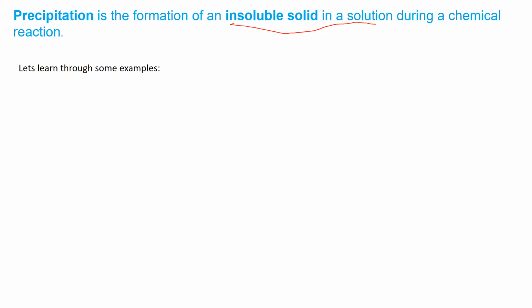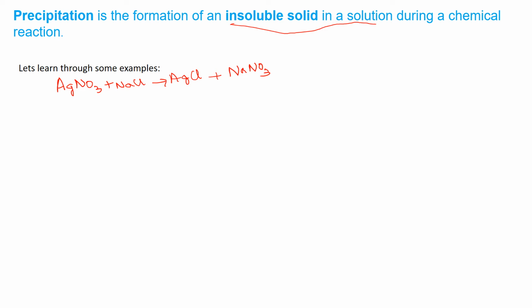Let us learn through some examples. The first one you already learnt: barium chloride combines with sodium sulfate to form barium sulfate and sodium chloride. Second example, let us write the second example. That is silver nitrate, AgNO3, combines with sodium chloride to form silver chloride plus sodium nitrate.